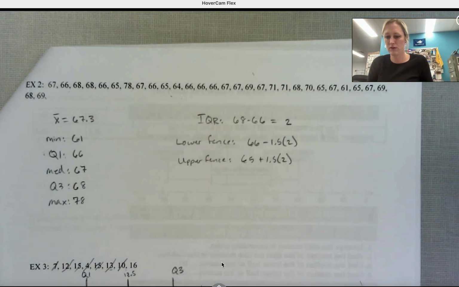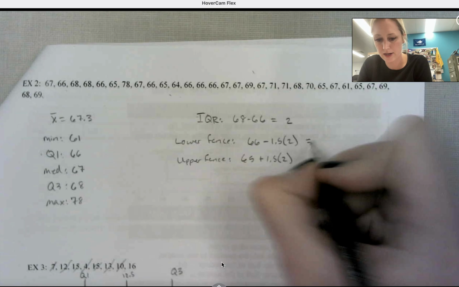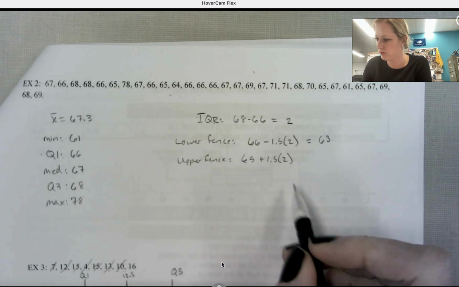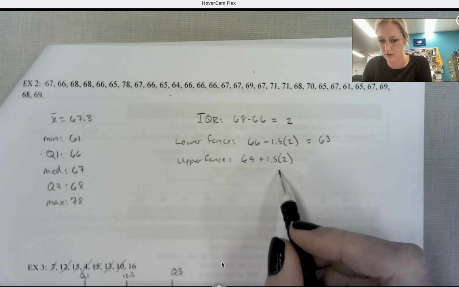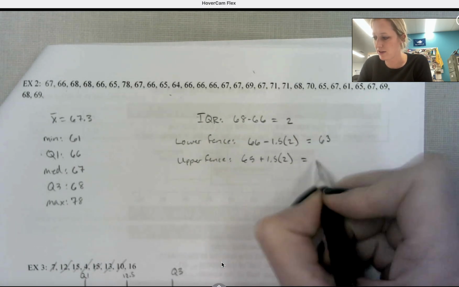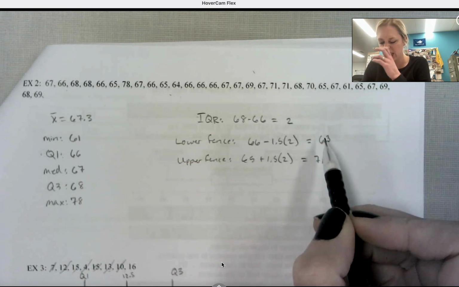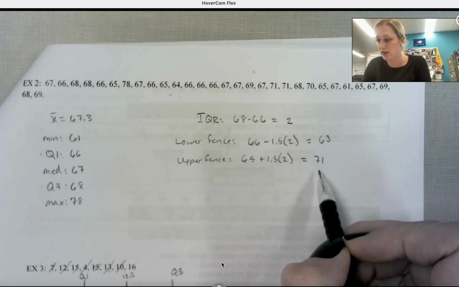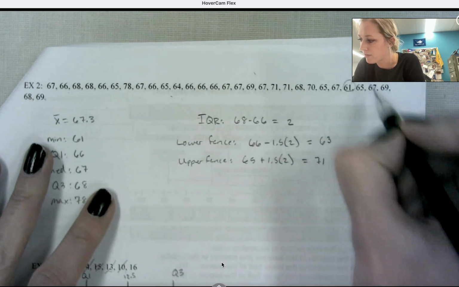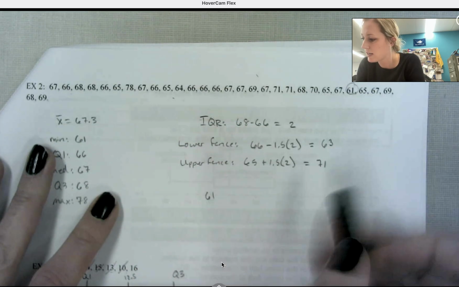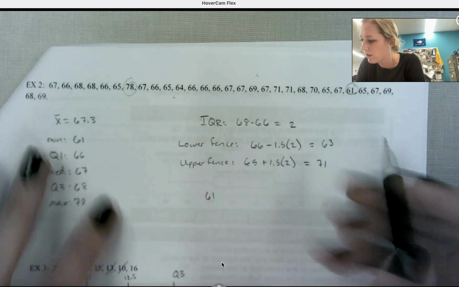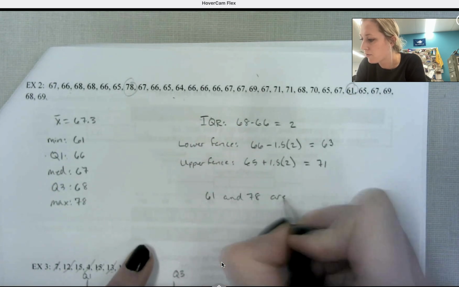Okay, so when I do those calculations, my lower fence is 63. When I do this calculation, I get 71. So any numbers below 63 are an outlier, and any numbers above 71 are an outlier. So if we look at our list, anything below 63, we have one there. So 61 is an outlier, and anything above 71, oh, 78. Okay, so those are both outliers.